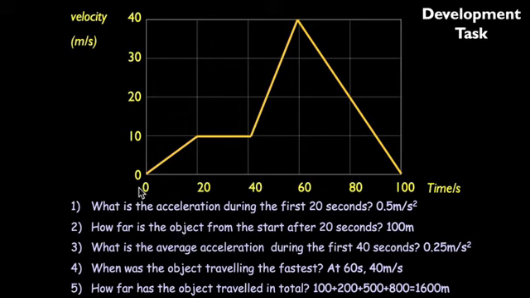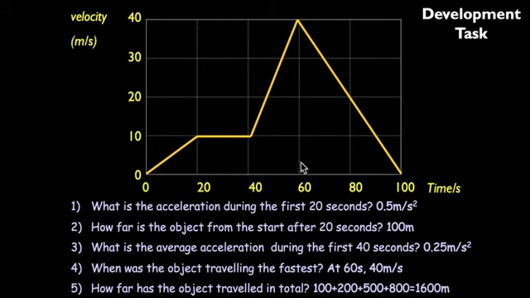What is the average acceleration during the first 40 seconds? So for the average acceleration over the first 40 seconds, we look at what the gradient would be if we drew a line from there to there. So it'd be 10 divided by 40. 10 divided by 40 is the same as 1 divided by 4, so 0.25 meters per second squared.